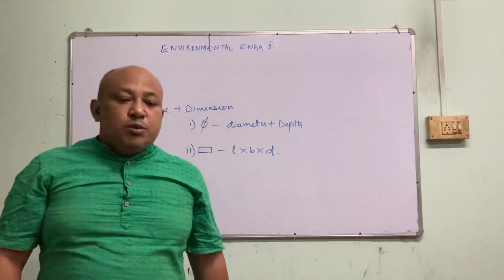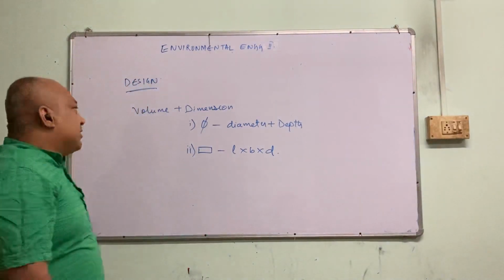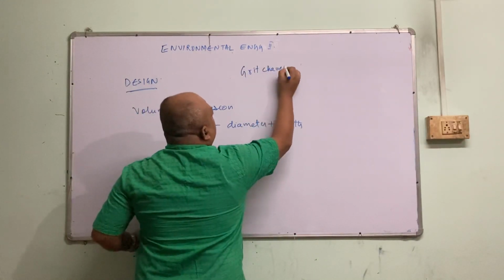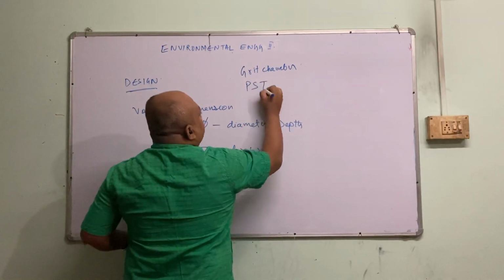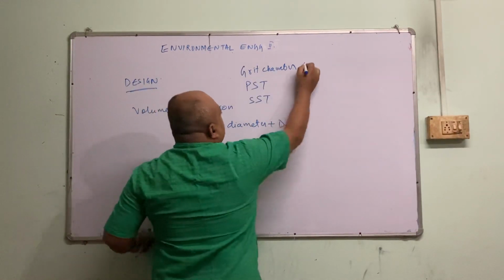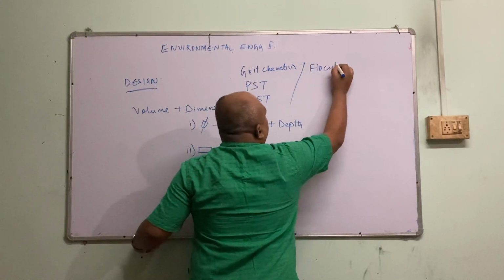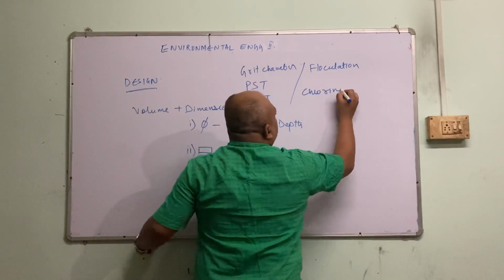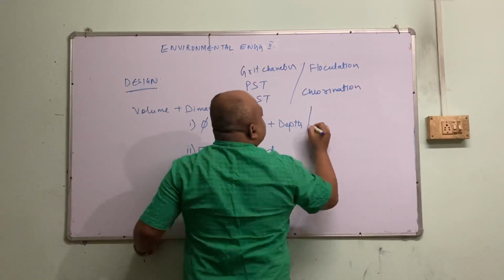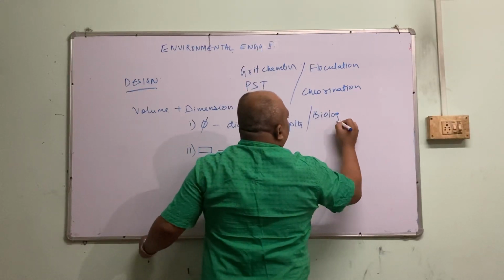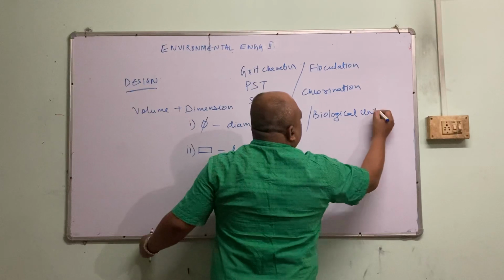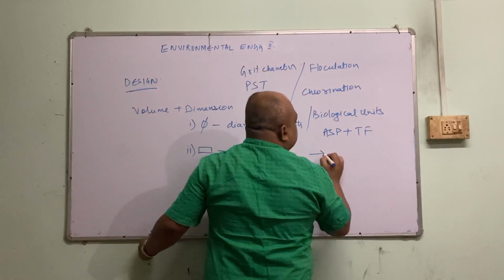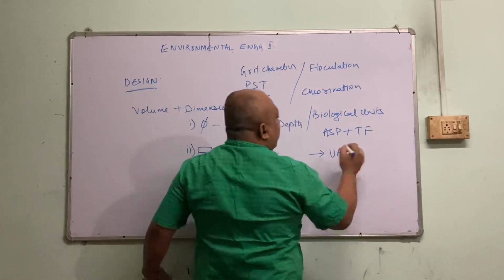In Environmental Engineering 2, we have different types of tanks. For example, you have the grit chamber, the primary sedimentation tank, the secondary sedimentation tank, the flocculation tank, then the chlorination tank, then your biological treatment units, as per your syllabus, the activated sludge process, trickling filter, and sometimes the UASB, the anaerobic part.